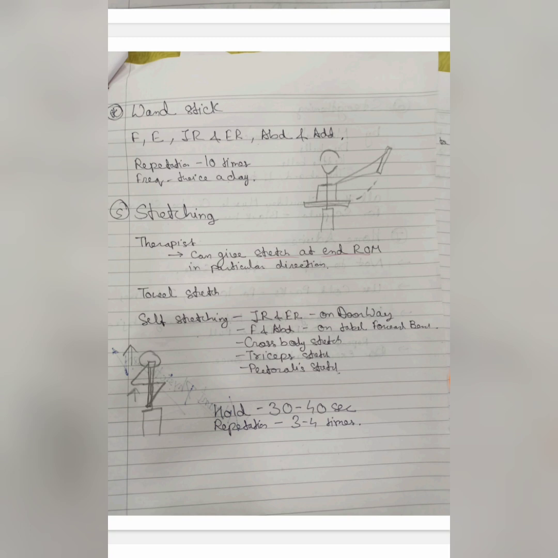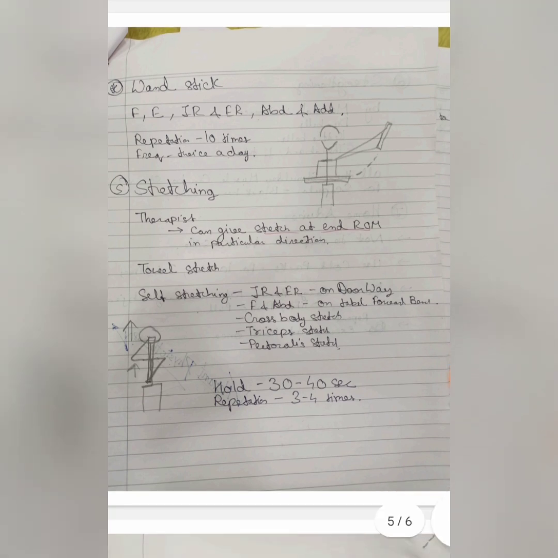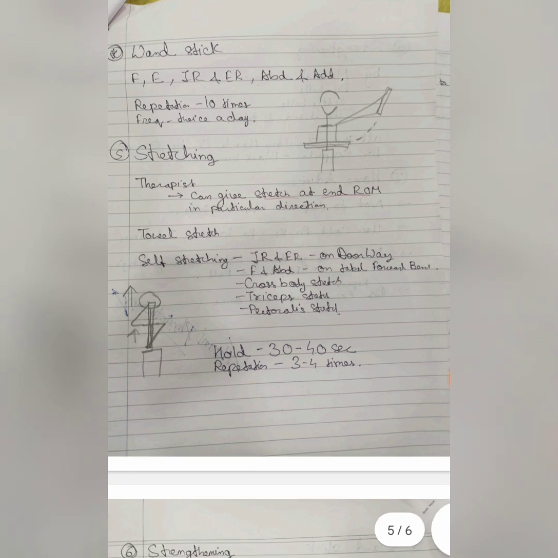Okay, the next important thing which we give is stretching. Therapists can give stretch at the end range of motion in a particular direction, or else we can ask the patient to do self stretching. For self stretching, we can go for internal and external rotation, like standing in a doorway and flexing the elbow. We can write the towel stretch, and we can draw that, which we do in the clinics, right? We have to mention the hold: you can go for a 30 to 40 second hold, and repetition 3 times at least. 3 to 4 times you can go.